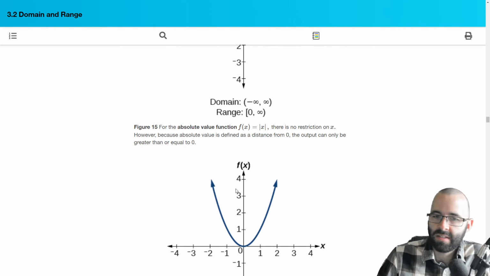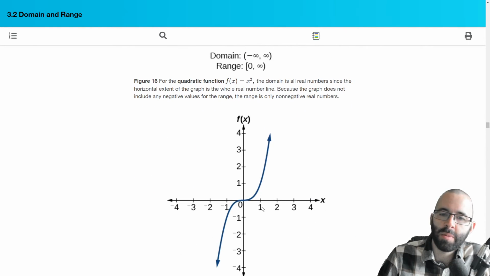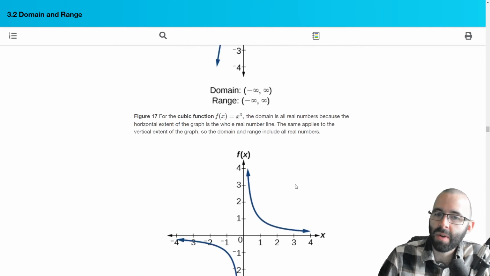Okay. Same exact case for a parabola. It's a different shape, but it has the same domain and range. We can never get below 0. Cubic function, going to be all real numbers on both. Because we can go as far as we want to the left, as far as we want to the right, as far down as we want, and as far up as we want. All real numbers on both of those.